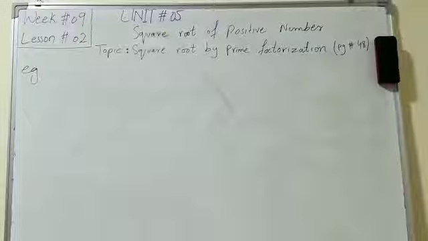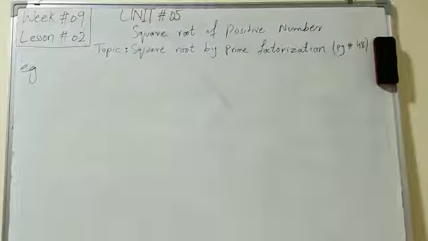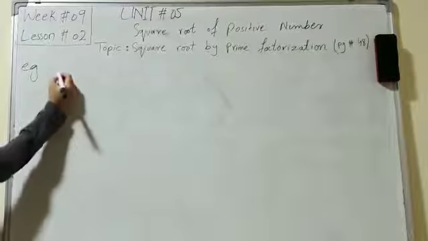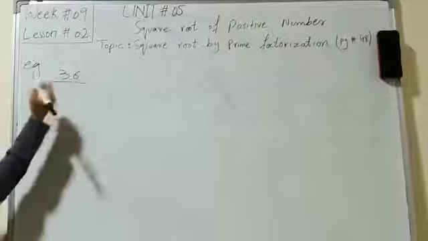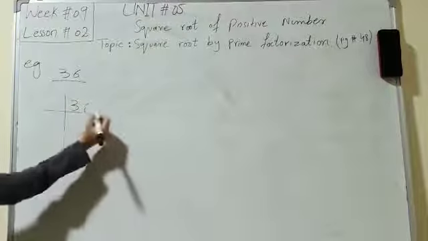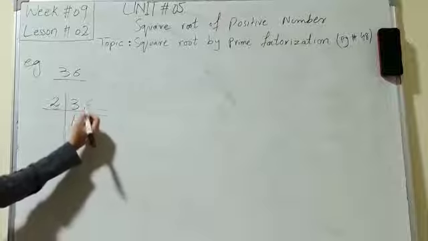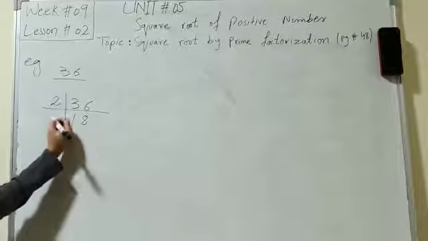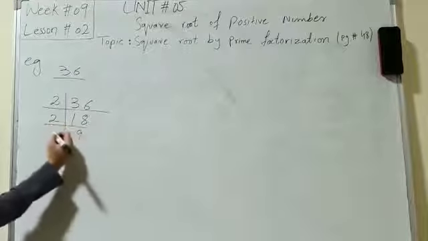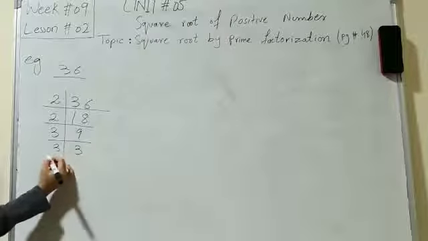So let's take a small number and find its square root by prime factorization. We have a number 36. When we do prime factorization of 36, we start with the smallest prime number, 2. 2 18s are 36. Again 2 9s are 18. Now 9 is an odd number, we can use 3. 3 3s are 9, 3 1s are 3.